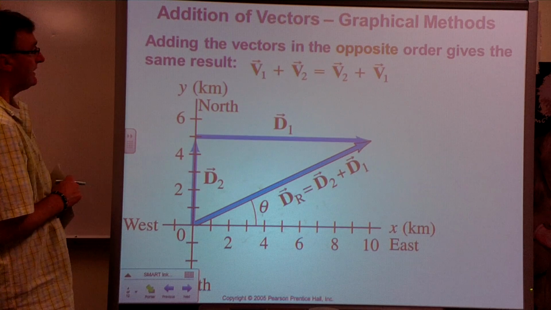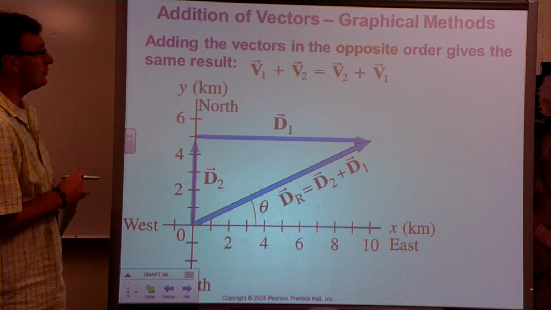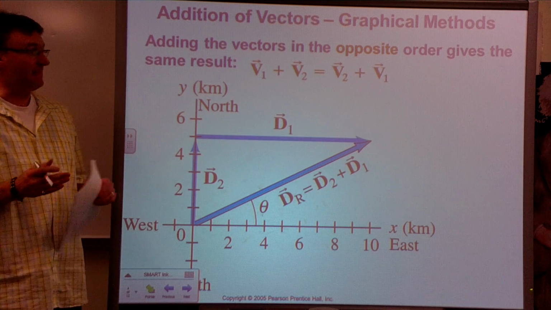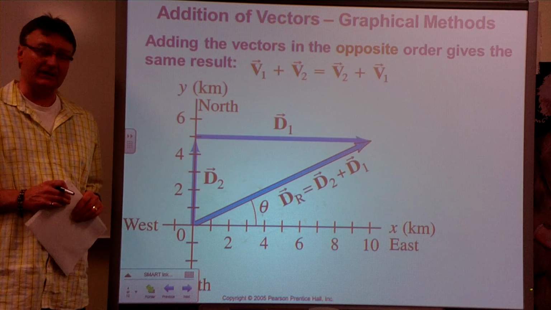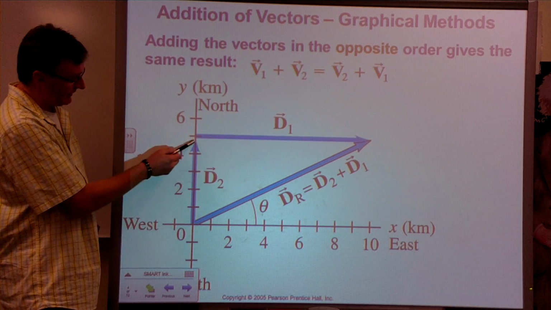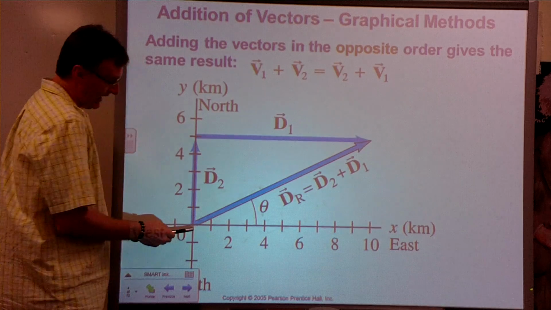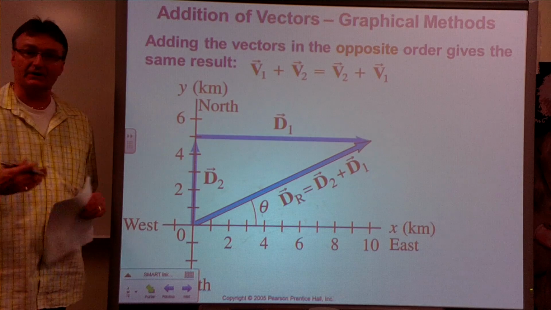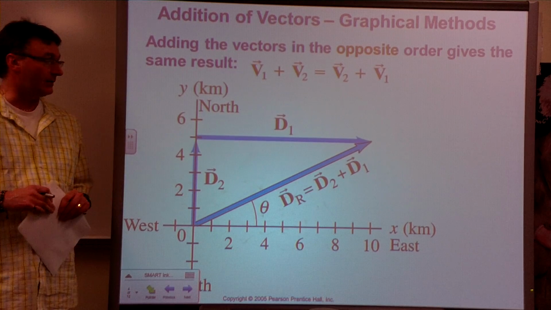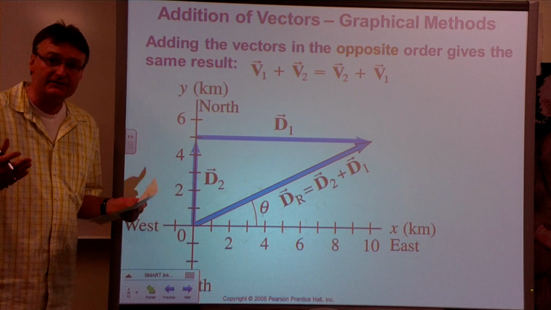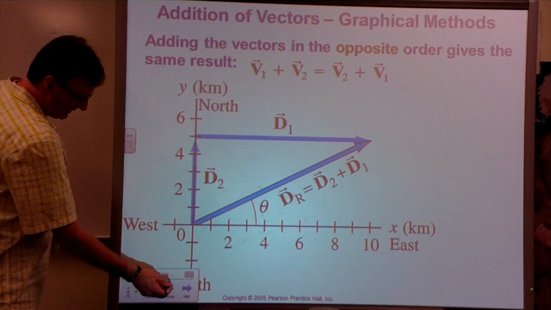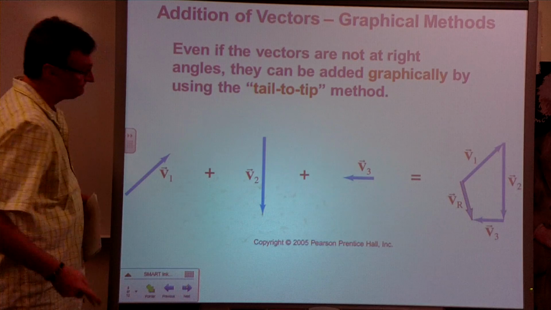Now, again, when you add the vectors together, like all numbers, it doesn't matter what order you add numbers in. You'll still get the same answer. So if we first put D2 here and then we put D1 on there, as you can see, our resultant vector is still the same. So adding them together, it doesn't matter what the order is. Subtracting does, of course, and you'll see that. But adding, the order doesn't matter.